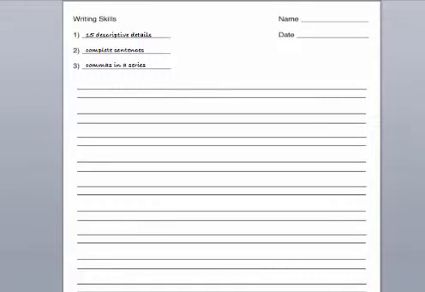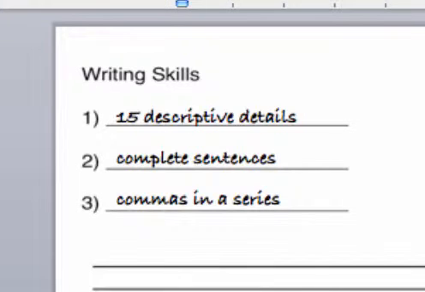Take a piece of the class writing paper. Write your name and today's date. Look in the corner where it says Writing Skills. On the first line, write 15 describing details. On the second line, write complete sentences. On the third line, write commas in a series. These are the writing skills you need to include in your story.